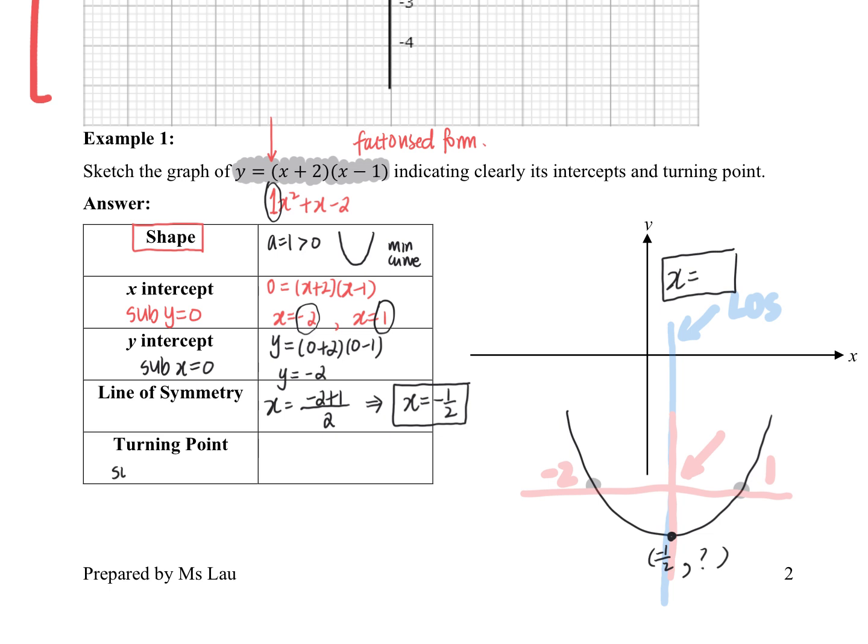So, I will sub my line of symmetry. Okay, I always write LOS, short form. I will sub my line of symmetry into the equation. So these are the few steps you need to have in your mind. So if I substitute x as minus half, then you can find your corresponding y value. So what should it be? Is it minus 9 over 4?